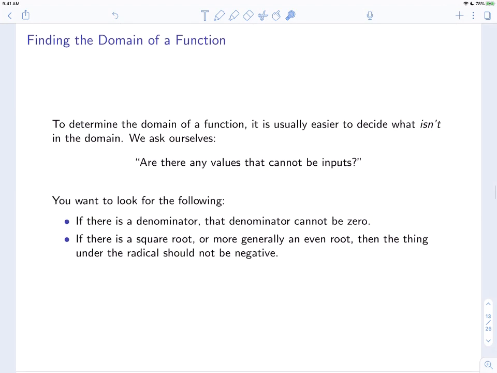Something we'd like to do is find the domain of a function. To determine the domain of a function, it's usually easier to ask what isn't in the domain. So we ask ourselves, are there any values that cannot be inputs? You want to look for the following. If there is a denominator, that denominator cannot be 0. If there is a square root, or more generally an even root, then the thing underneath the radical should not be negative, because we can't take square roots of negative numbers and still get a real number.